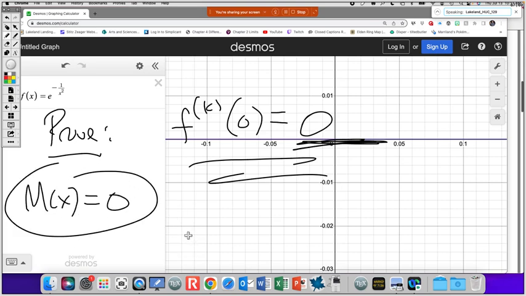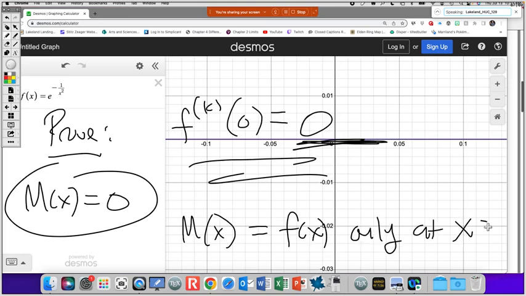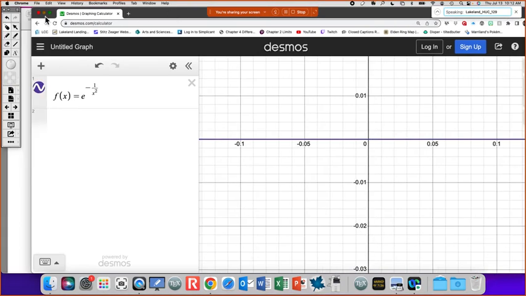function. But the Maclaurin series of x only equals the f of x only at the center 0. Okay? That's why it's a big deal, and that's why we take time to show that those remainders go to 0, so we know we can use those approximations.